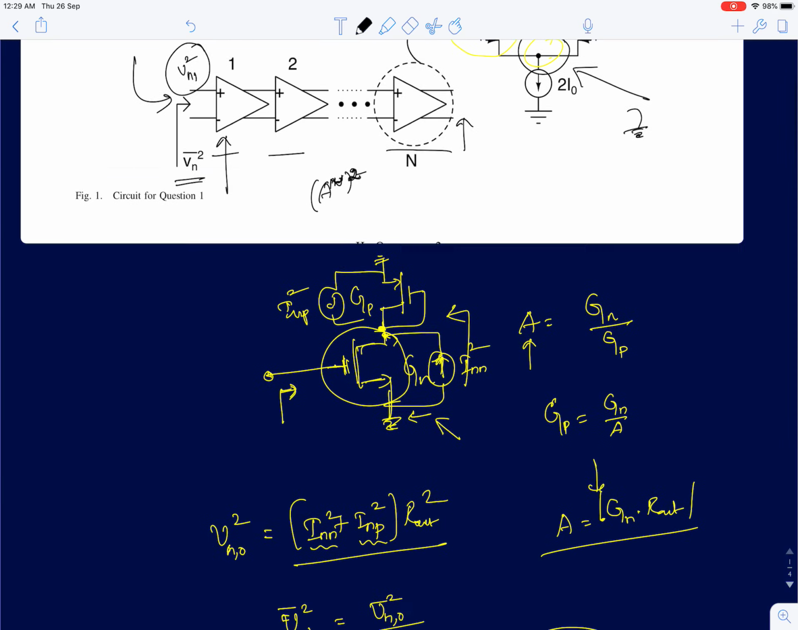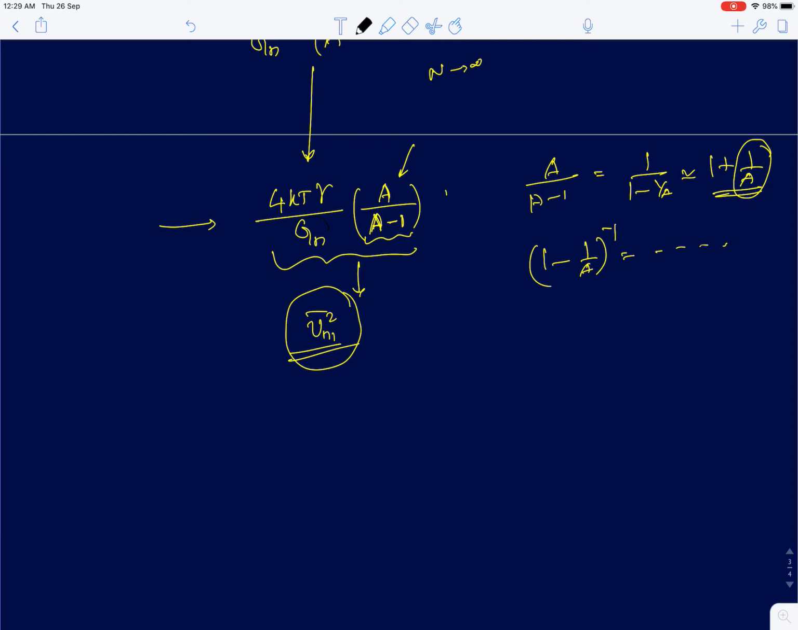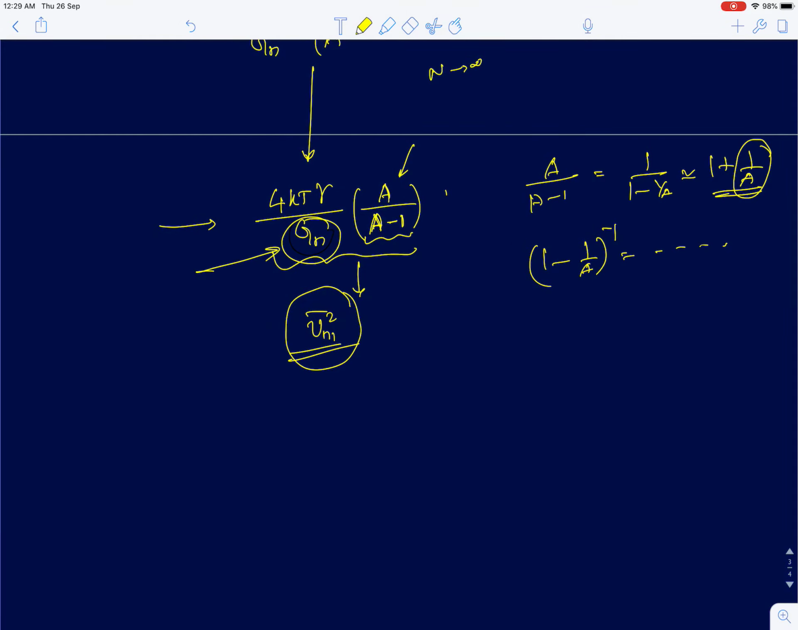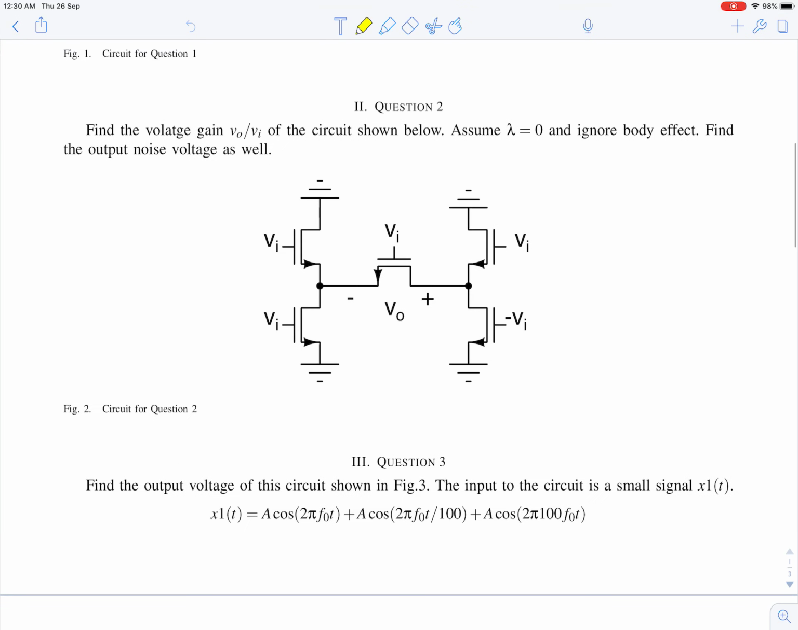So again, here you can look at this expression and see that to get low noise I have to have high gm, high transconductance, and that high transconductance is obtained by burning more power. So that's it about the first problem in the tutorial. I'll very briefly discuss even the second problem.